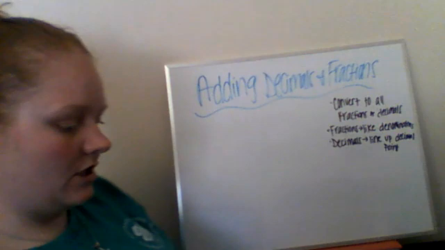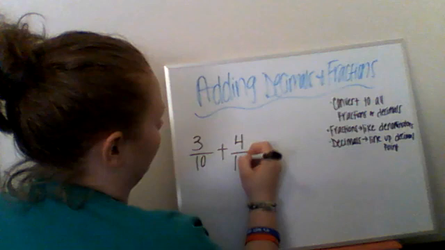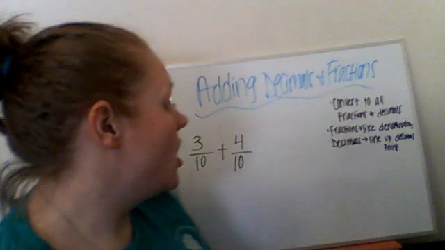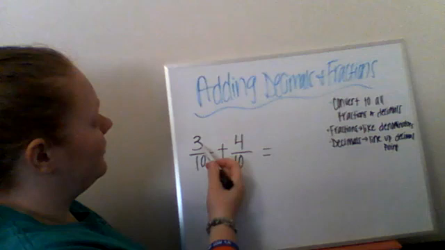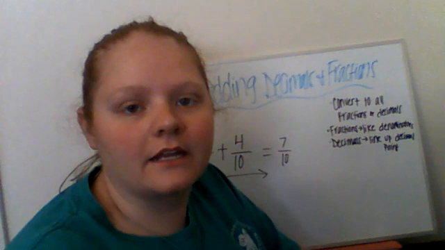So if I was to give you the problem 3/10 plus 4/10. The first thing you should see in this problem is our denominators are alike. So we have like denominators. That's going to make life easier because then all I have to do is add my numerators together. 3 plus 4 is 7. And then I'm going to just drag my denominator over. Because my denominators are alike, I don't want to add them together and get a whole different set of denominators. I've worked hard to get these like denominators. I want to keep them there.